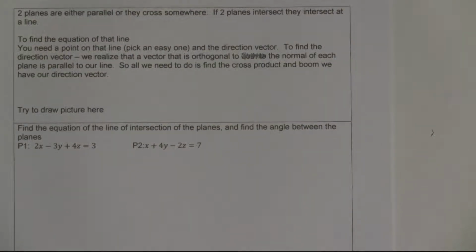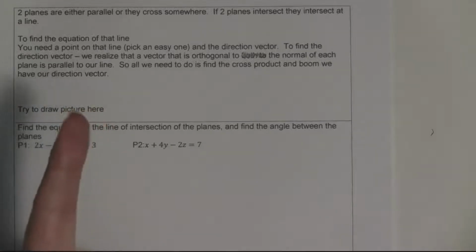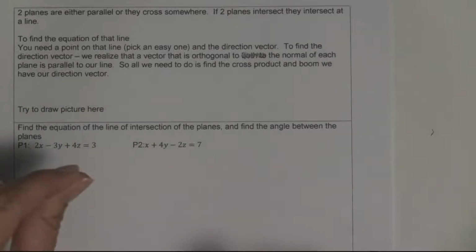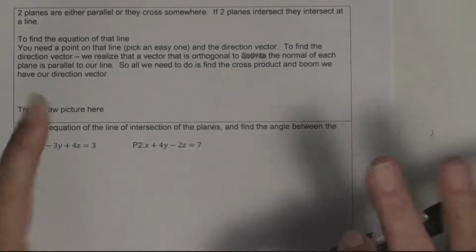Find the equation of the line of intersection of the planes and find the angle between the planes. Okay, so I want to find a line. What does it take to find a line? What do you have to find the equation of a line? Well, you have to have a point and a direction vector. Those are the two things that you need.